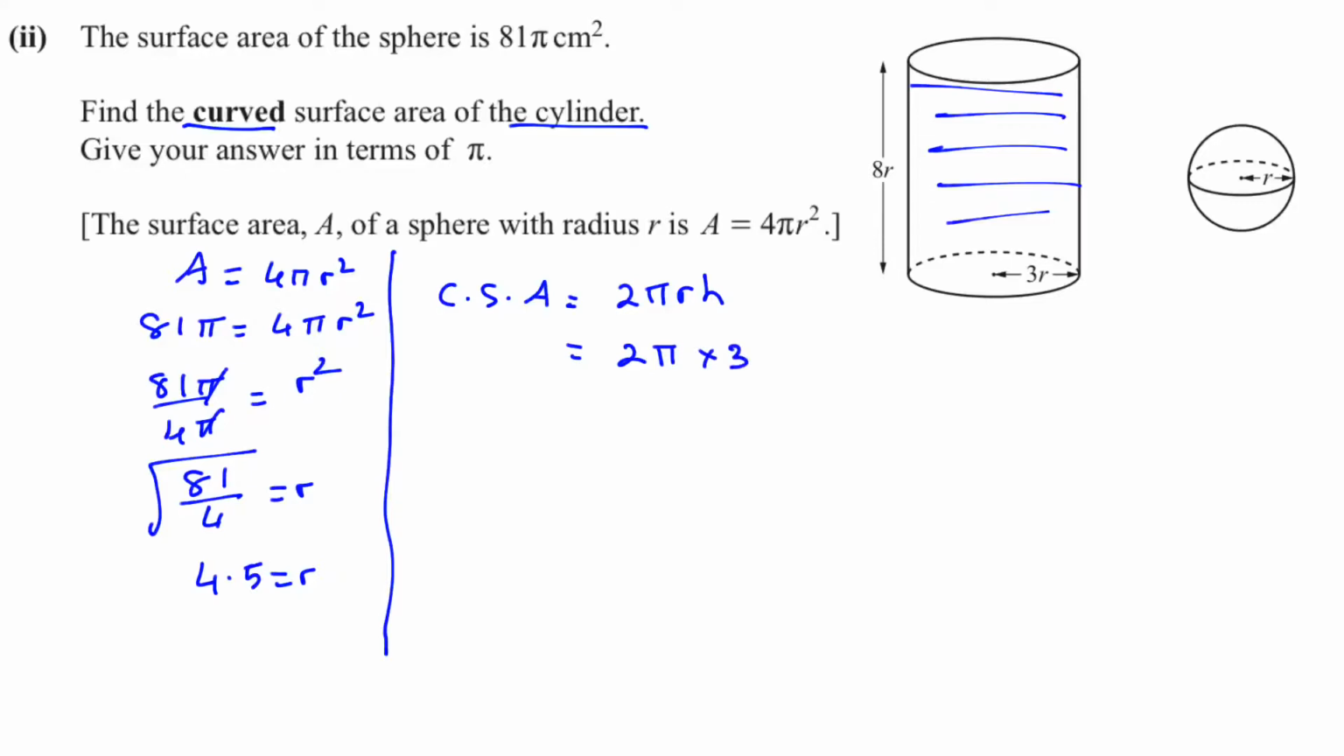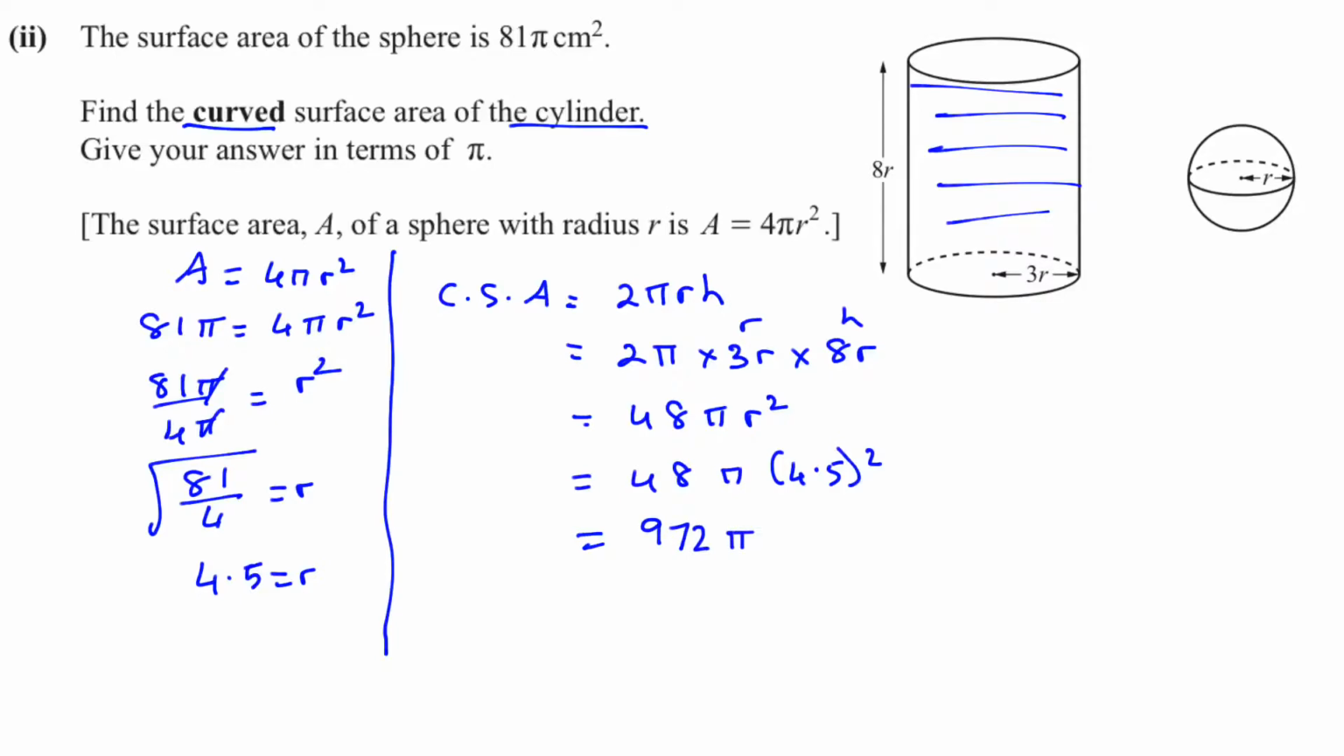Okay, just replace. It's 3r multiplied by 8r, correct? This is your r and this is your h. 2 times 3 times 8 will give us 48 pi r square. Replace the r with 4.5, and we will get 972 pi.